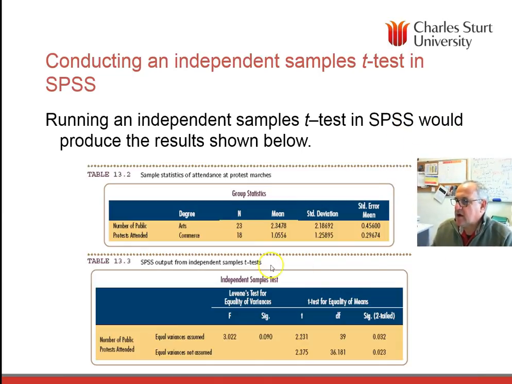Here's another one, arts and commerce students, number of public protests attended, and it seems to be a little bit more for art students. So this is really what you get if you run the analysis in SPSS. First it gives you the mean scores and the standard deviations. The standard error of the mean is just the standard deviation divided by the square root of the sample size. Variability, really. Then you get this strange level of analysis, which I'll talk about down here, which is what SPSS gives you.